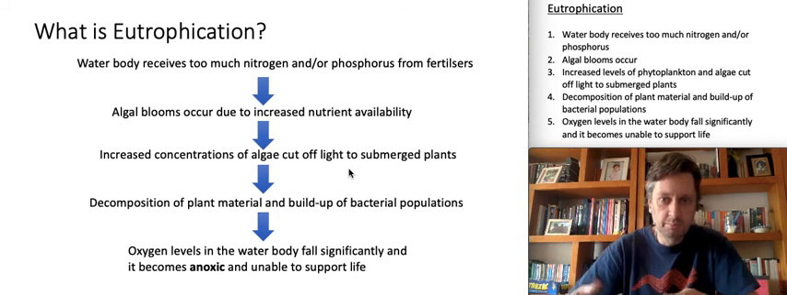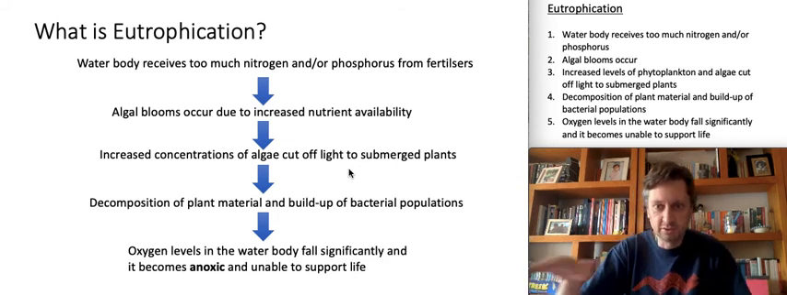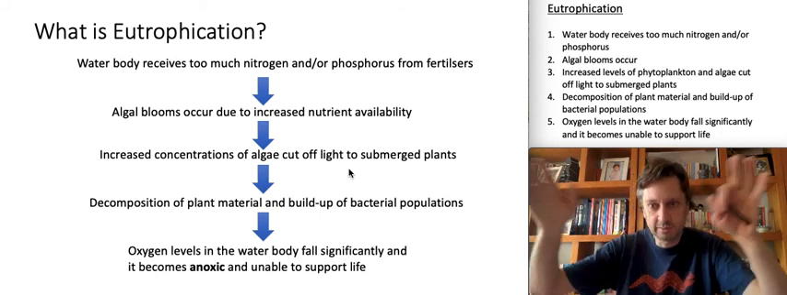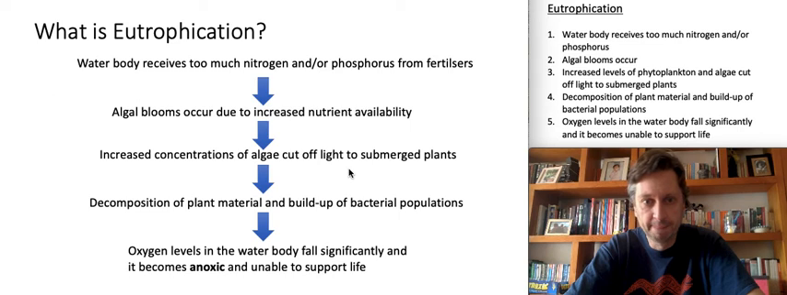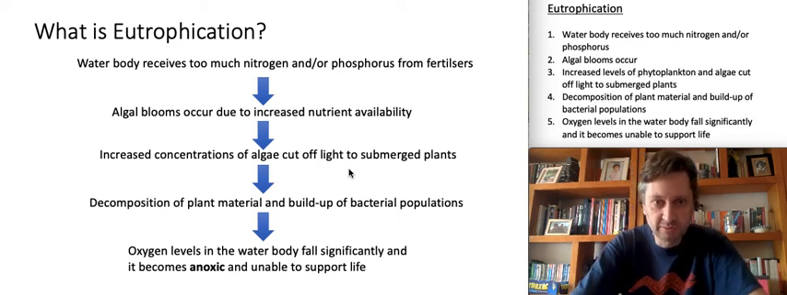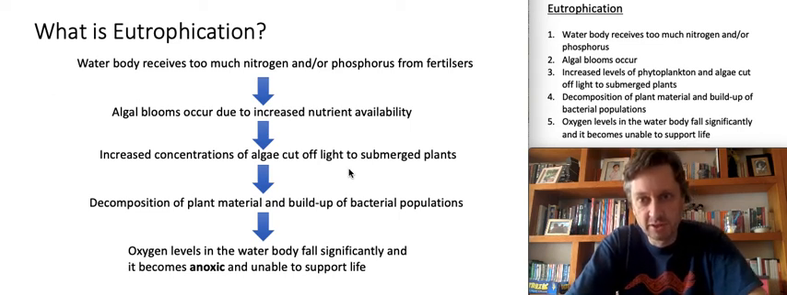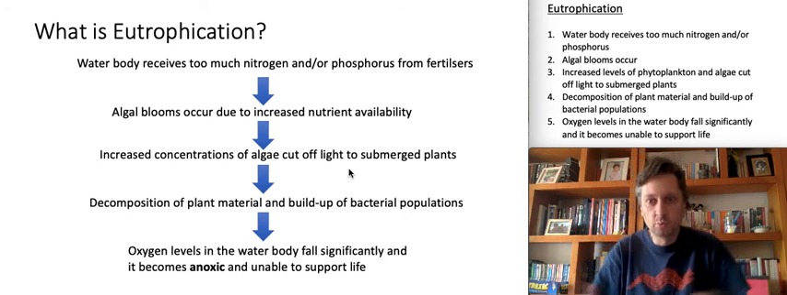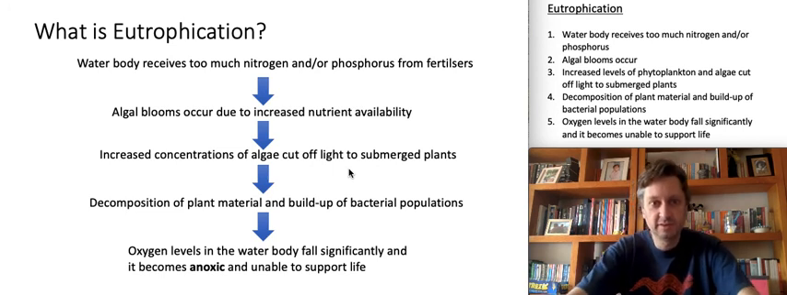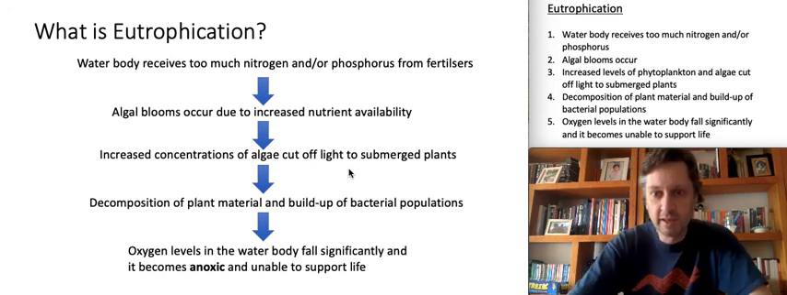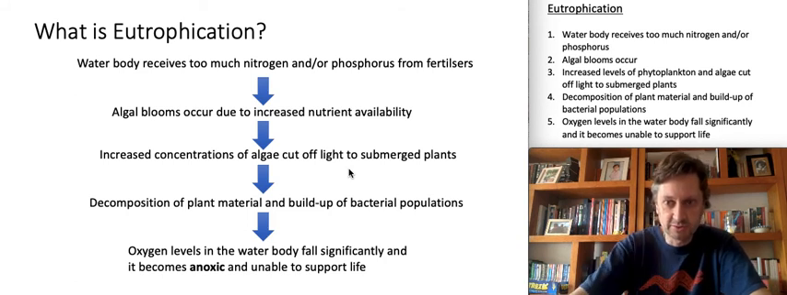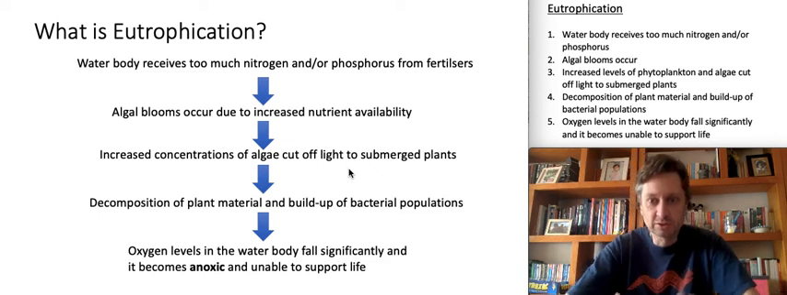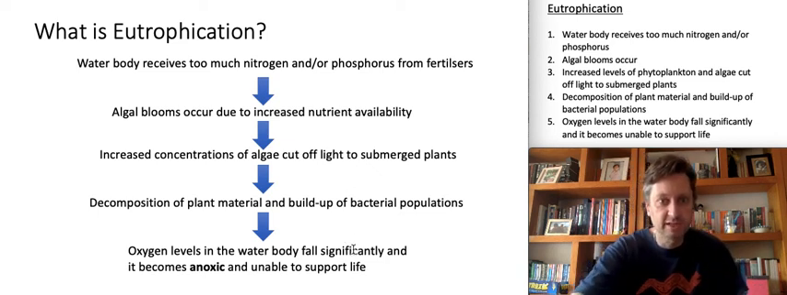Step 3, because of this increased concentration of algae growing on the surface of the water body, it cuts off light that's able to pass through the water column. And that means that plants growing on the bottom of the lake begin to die off because they can't get enough light to photosynthesize. Once these plants have died off, the dead plants start to decompose, and that means that the next stage is bacteria start to grow on this dead plant material. And ultimately, that leads us to the final stage, stage 5.